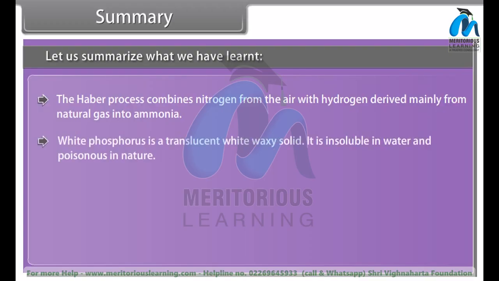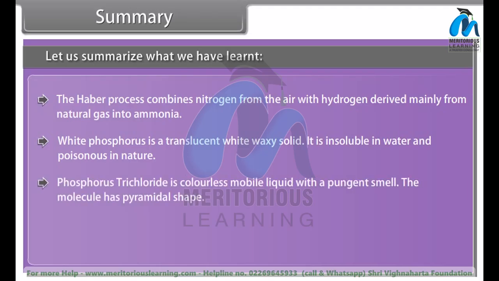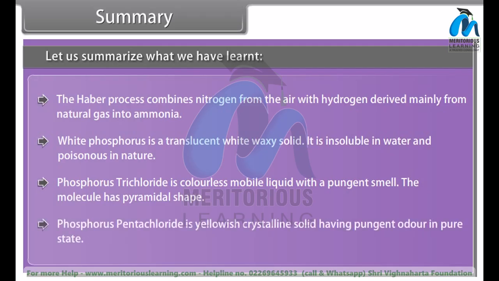White phosphorus is a translucent white waxy solid. It is insoluble in water and poisonous in nature. Phosphorus trichloride is a colorless mobile liquid with a pungent smell. The molecule has pyramidal shape. Phosphorus pentachloride is a yellowish crystalline solid having pungent odor in pure state.